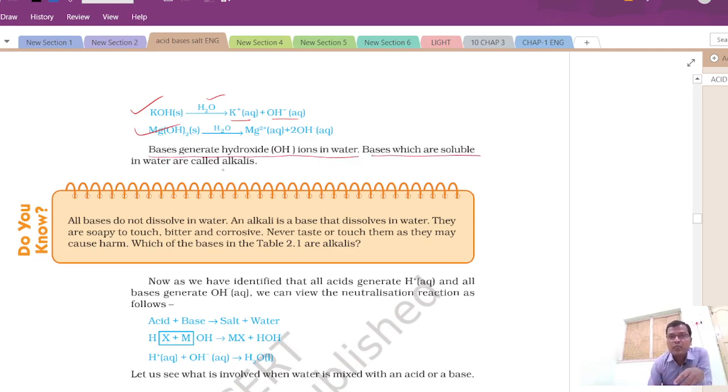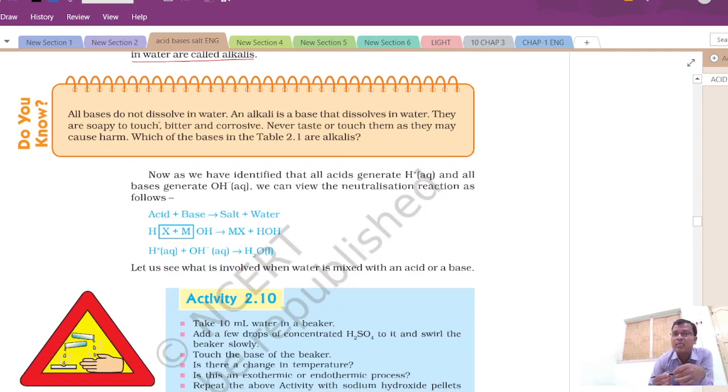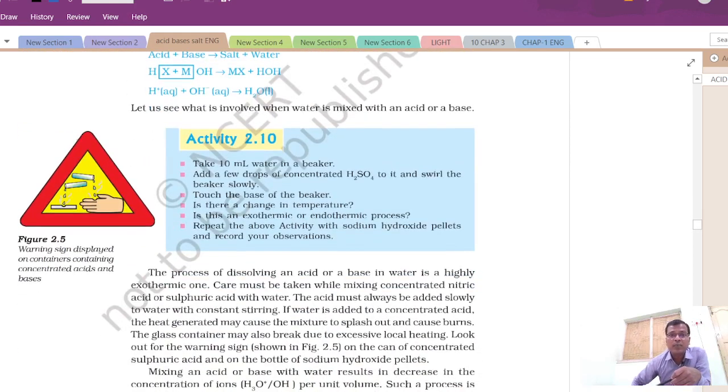Bases which are soluble in water are called alkalis. Some bases are soluble in water, and those are called alkalis. Therefore, we can say all alkalis are bases. Remember, all alkalis are bases, but all bases are not alkalis. Okay, you can study here. And this is the important reaction.